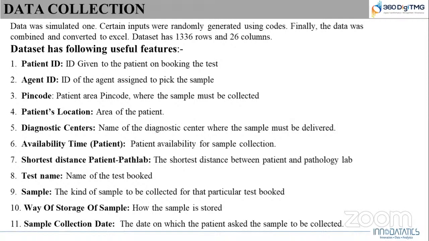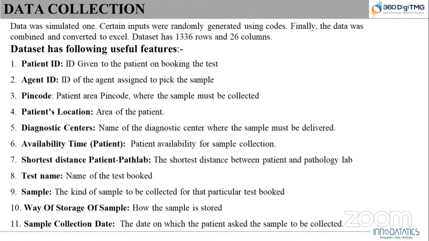As the medical data we need is sensitive, this project data is a simulated one. No primary or secondary source was used for data collection. Certain inputs were collected from the diagnostic center and some are randomly generated. The finalized collected data was framed in Excel and imported to SQL. We have created 26 features for which we have 1336 data points, out of which some important features we have mentioned here. First is patient ID.